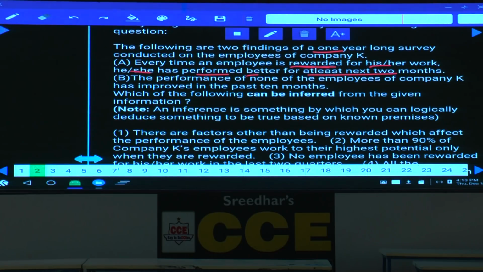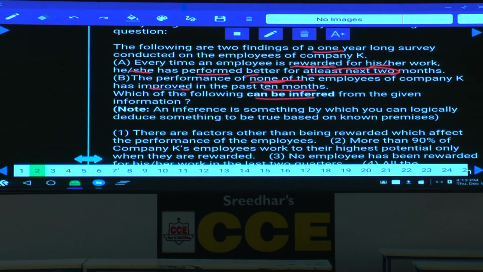And in the second one, none of the employees of company K has improved in the past 10 months. In the past 10 months, none of the employees' performance has improved. But yes, if there is any reward, then definitely for the next 2 months the performance will be better. But in the last 10 months, not even a single performance increase.